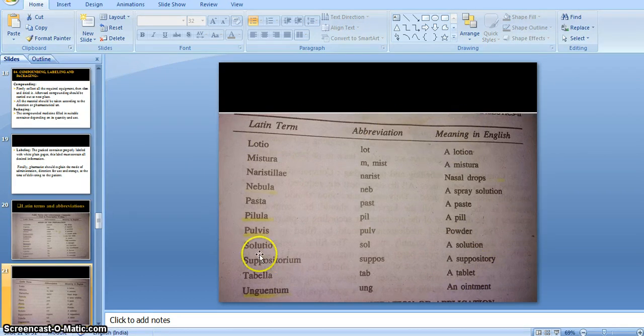This is the name of the preparation, these are the Latin terms of this preparation, and this is the abbreviation. This is very important for a pharmacist to know. It is very necessary to understand and mug up.